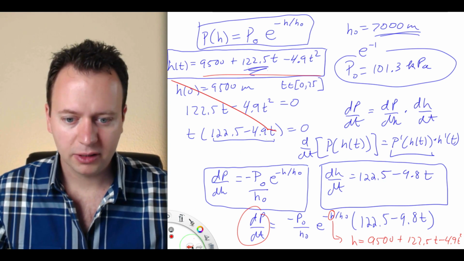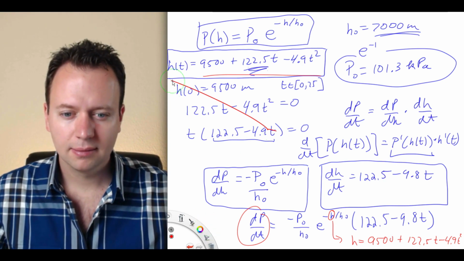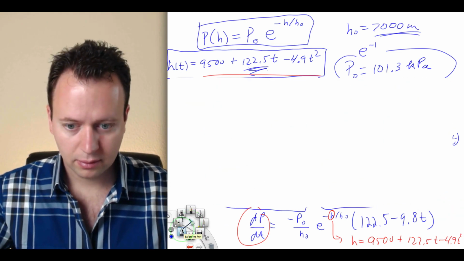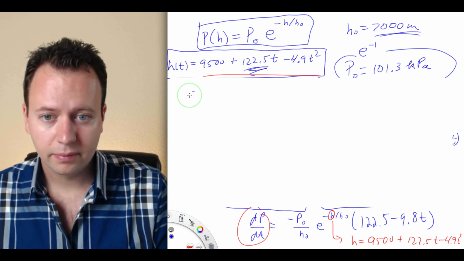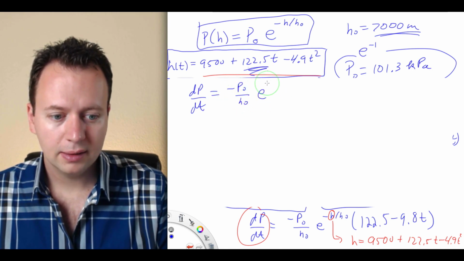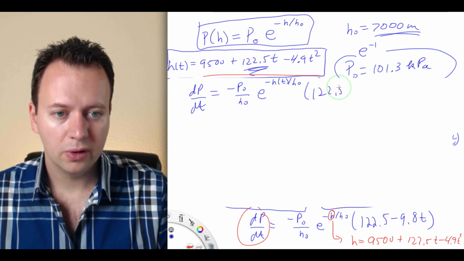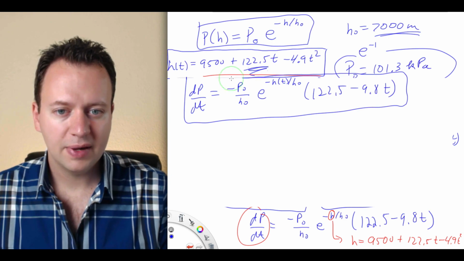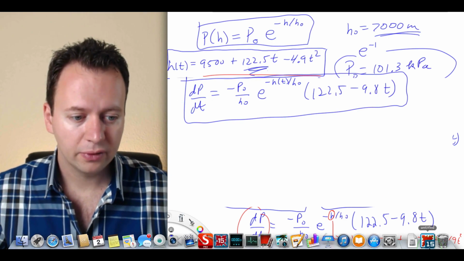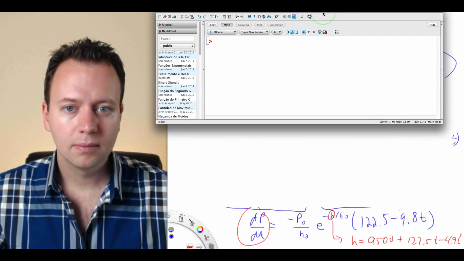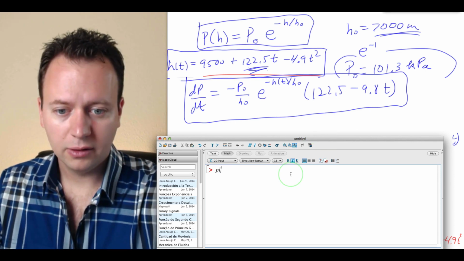So let me clear some space. And let's write dp dt up here. So dp dt is minus p0 over h0 e to the minus h of t over h0 times 122.5 minus 9.8 t. So let's plot dp dt as a function of time from 0 to 25. So basically, let's do a plot.